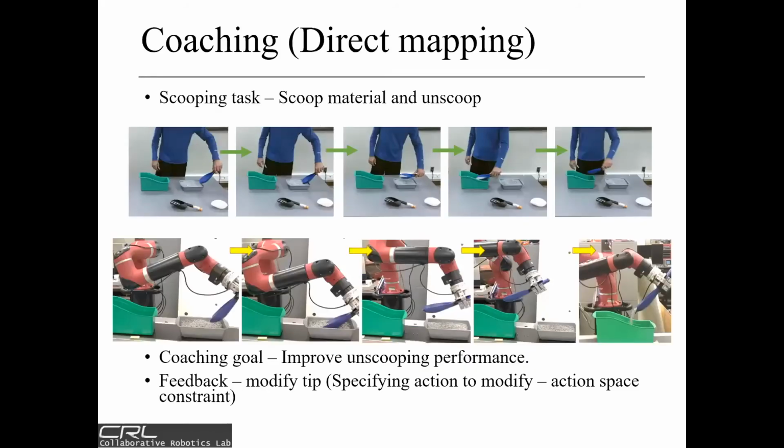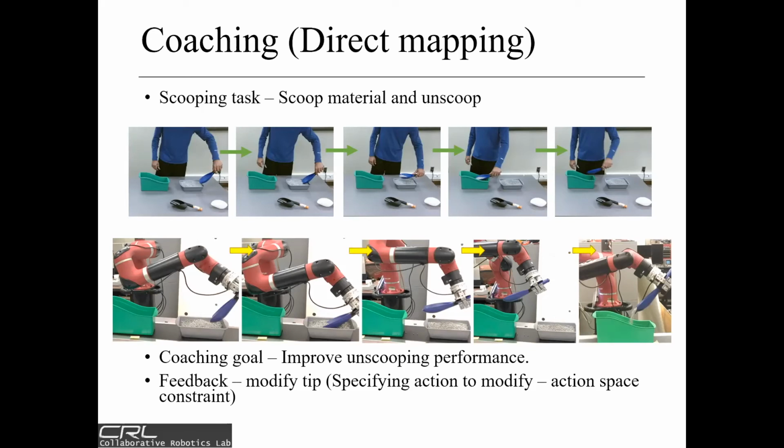So here is an example of how we do coaching in our framework. This task is basically a material transfer task where the robot has to scoop and unscoop a given amount of material. And in our case, for this, we use text-based input for the coaching. The input was basically like: constrain your motion to just tipping actions when you're unscooping, or focus on unscooping using tipping action.